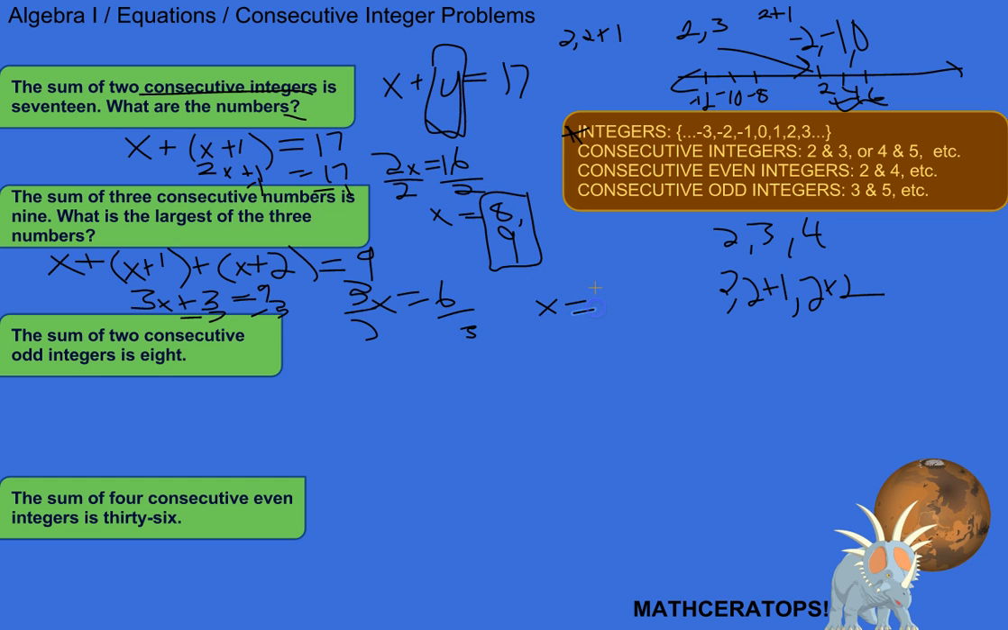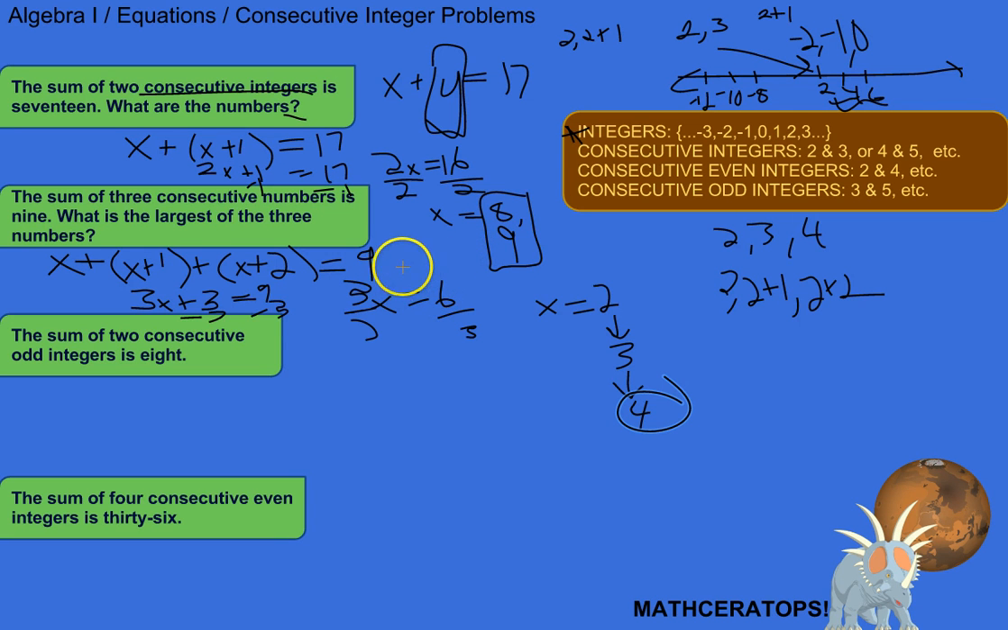So x is 2. So that's the first number. That's not the answer to the question, though. What's the largest of the 3 numbers? So this is what we start with. So the 3 numbers are x, which is 2, x plus 1, which is 3, and x plus 2, which is 4. So the largest of the 3 numbers is 4. All right. So watch. Look for what the question is actually asking. Yeah. So, and let's just double check our math. 2 plus 3 plus 4, is that 9? Yeah, 2 plus 3 is 5, plus 4 is 9. So, true. Good.